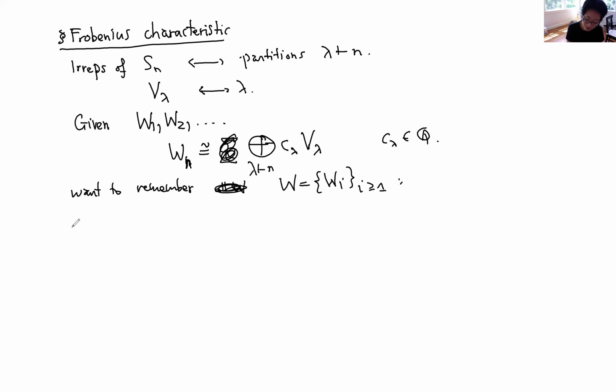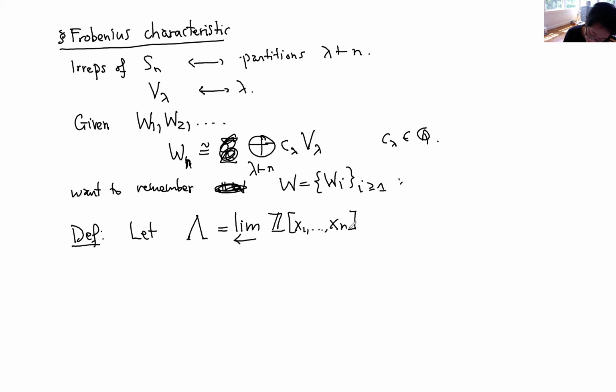So now let me review or tell you the basic definitions of symmetric functions. So let me write Lambda for the ring of symmetric functions that's so central to much of algebraic combinatorics. So this is the inverse limit in the category of graded rings of the ring of polynomials in n variables that's invariant under permutations of variables. So this is the ring of symmetric functions.